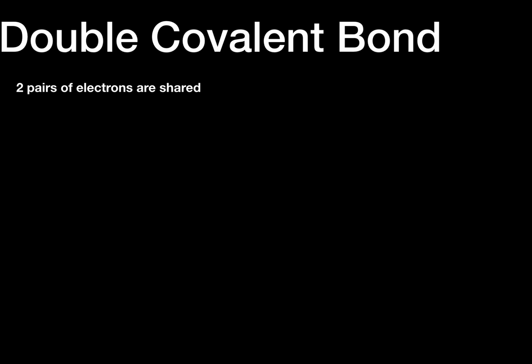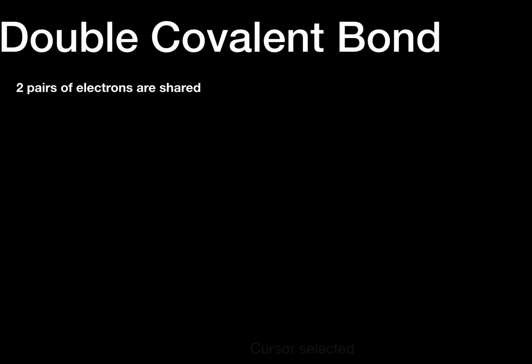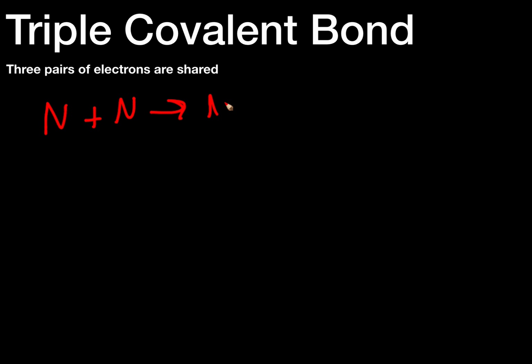And then the last type of bond is a triple covalent bond. So we're going to use an example. We'll use nitrogen for this. So say we add N plus N will produce N2. So nitrogen, the outermost configuration, 2s2, 2p3.